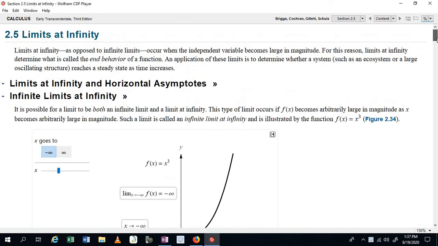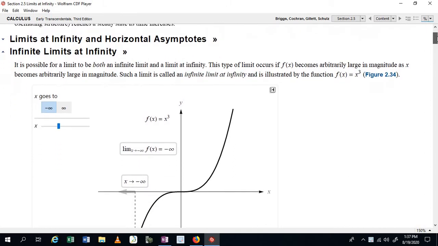Hello again. In this video, we're going to go over the second part of 2.5, which is about limits at infinity. And specifically in this video, we're going to look at what are known as infinite limits at infinity. And so let me explain what we mean by that.